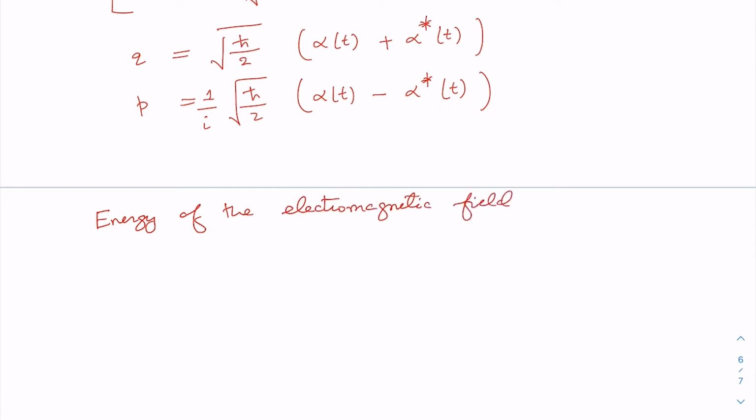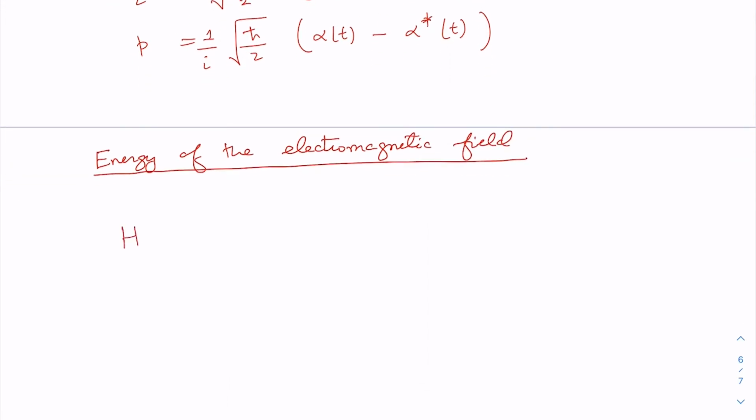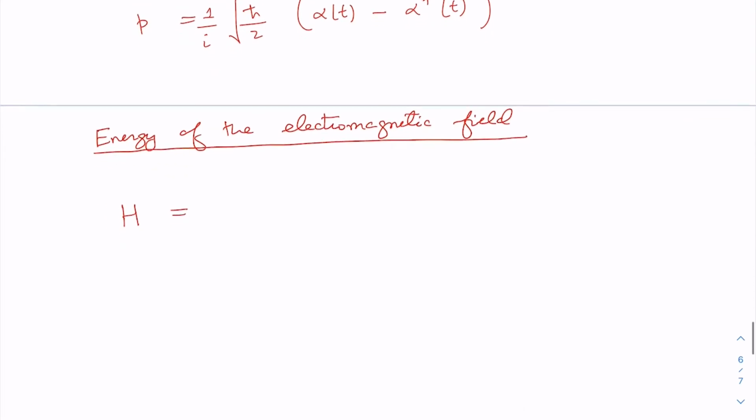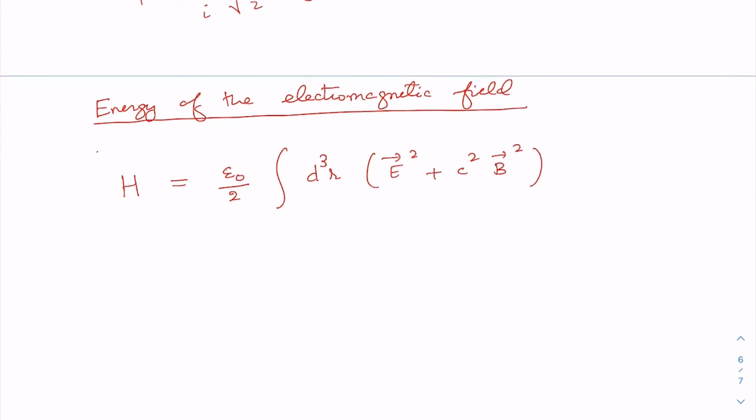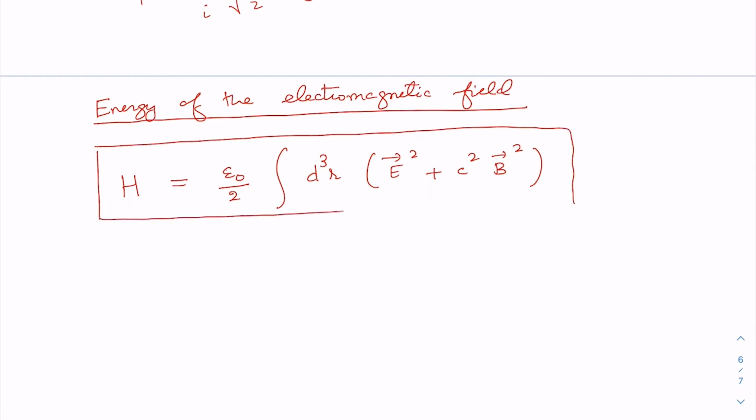So from classical electromagnetism or electrodynamics, you know that the energy, which I am going to represent by H, because that's basically the Hamiltonian, would be epsilon 0 by 2 times the volume integral d3r of E square plus C square B square. This I am sure all of you know from classical electromagnetism. You can look at Griffith's electrodynamics or any classical electrodynamics text to get this expression.